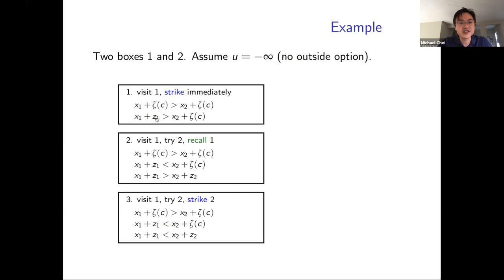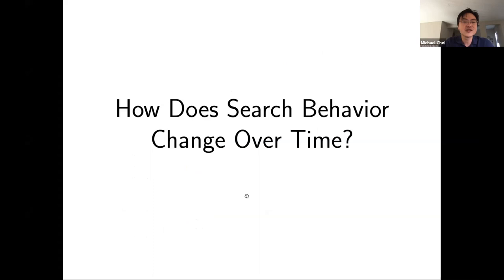You exercise it immediately. A second example is you visit one first, but it turns out it's not good enough to make you stop. So you explore box two. And at the end, you compare the realized payoff of box one and box two. You find out one is still better. In this case, you recall box one. That's how recall happens in this model. The last case is straightforward. You explore both boxes and then you exercise box two right away. I see a question. Confei? No? Okay, so that's how the model works.